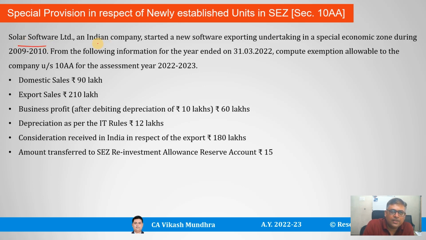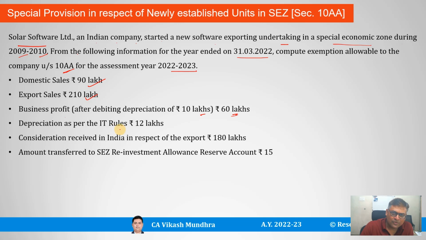Solar Software Limited, an Indian company, started a new software exporting undertaking in a special economic zone during financial year 2009-10. From the following information for the year ended on 31st March 2022, compute exemption allowable to the company under section 10AA for assessment year 2022-23. Their domestic sale is 90 lakh, export sale is 210 lakh, business profit after debiting depreciation of 10 lakh is rupees 60 lakh.